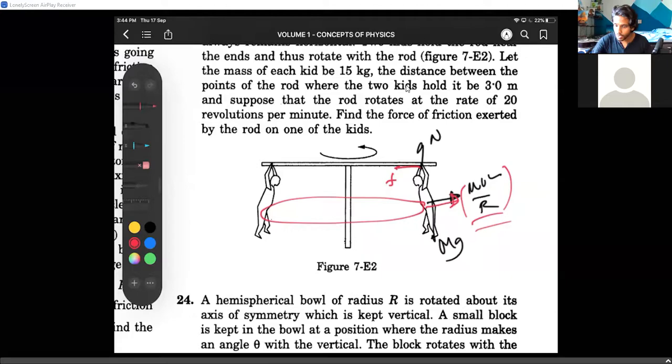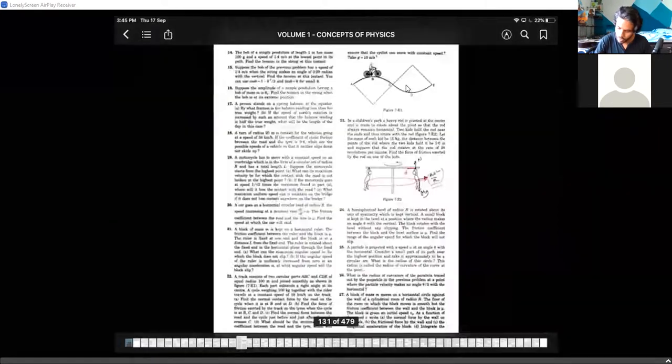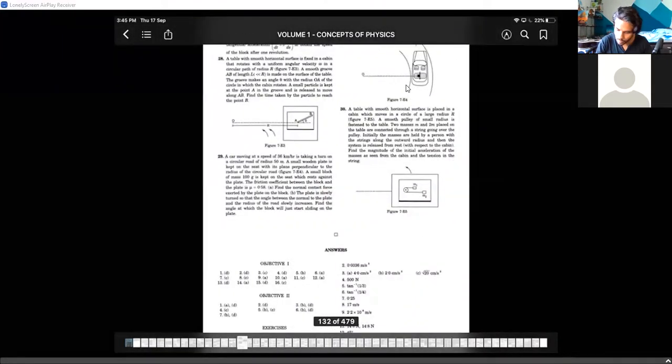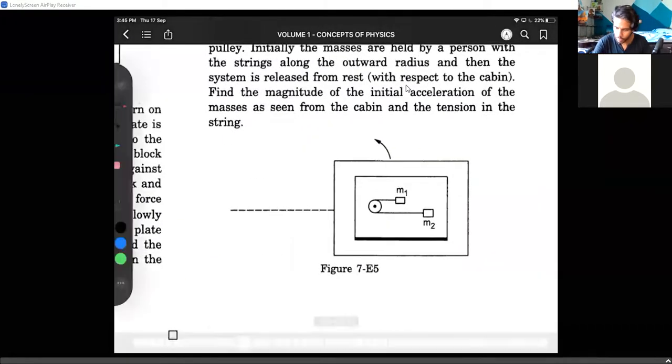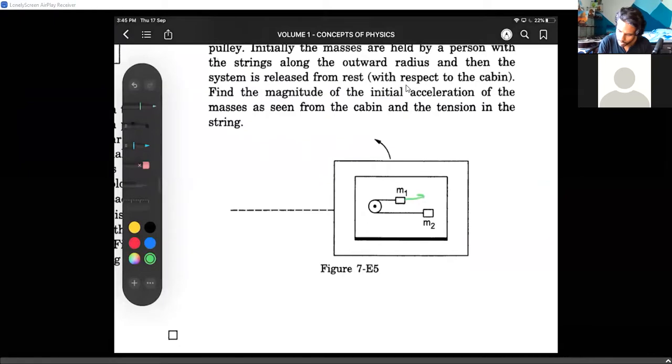Arnav asks question number 30. Where is question number 30, Arnav? Question number 30 is easy again, just like I mentioned right now. You simply take m1 v square by r, or in this case he doesn't mention v, he might mention omega. So m1 r omega square, m2 r omega square. The tension T is there, and that's it. The problem can be easily solved.